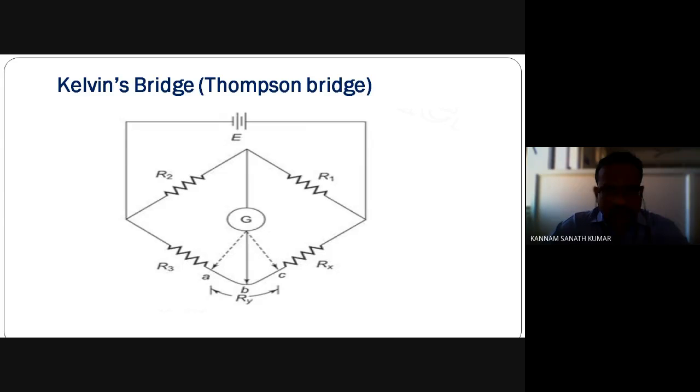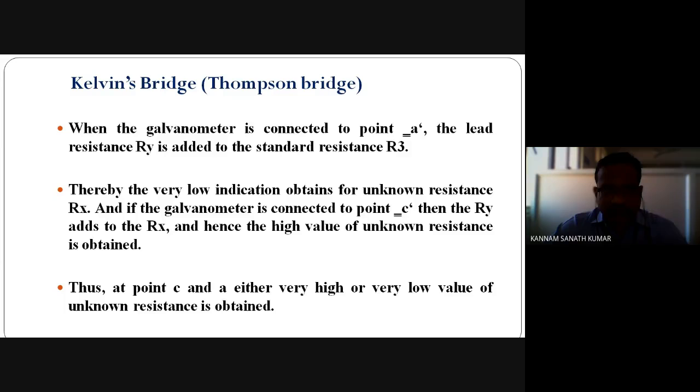You have three fixed resistances and one unknown resistance, and these are the leads. There is one lead resistance, Ry, and the supply voltage is given. There is also a galvanometer. If there is any unbalanced condition, the galvanometer gives some reading, and we can say the bridge is unbalanced. We should make the bridge balanced in order to find the unknown resistance.